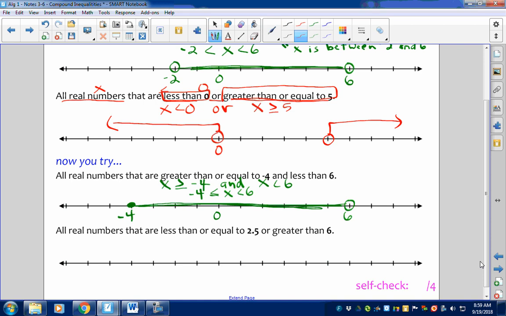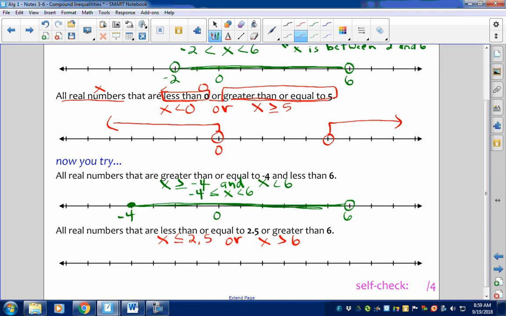This time we have all real numbers, we'll use x for that, that are less than or equal to 2.5. So less than or equal to 2.5. Or all real numbers that are greater than 6. So all real numbers x greater than 6. You write two separate inequalities separated by an or.